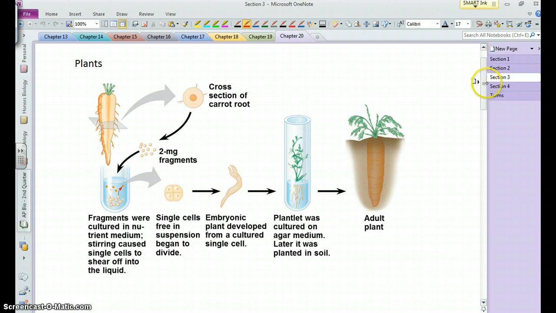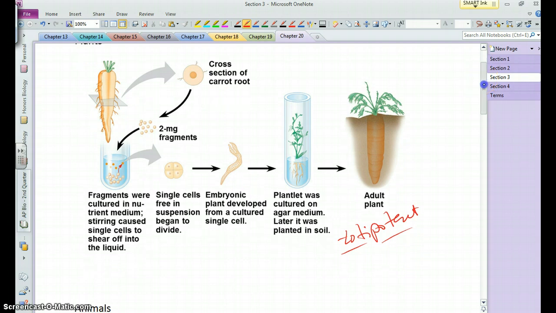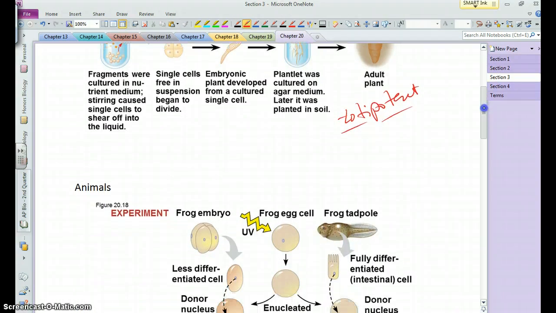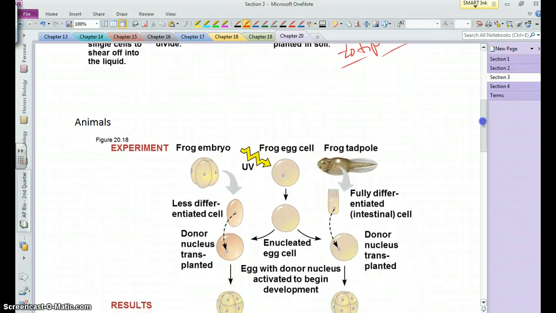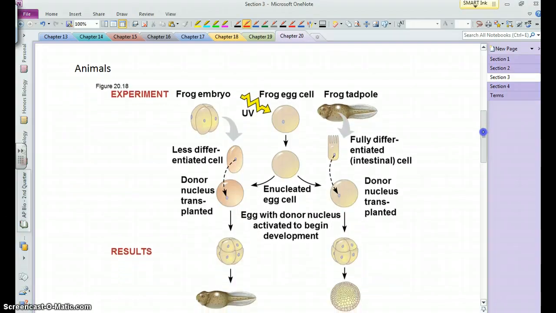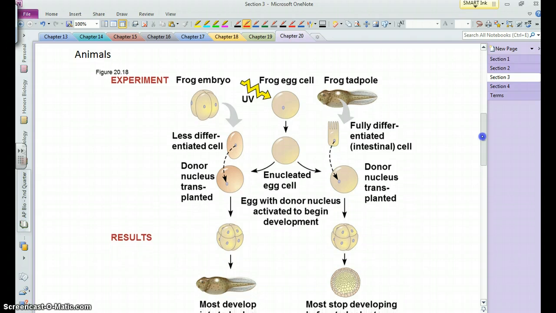Plant cells tend to remain totipotent. That is, they have total potency. They can become any other type of cell for the most part. Again, under the right conditions, this can be done. Now, animals, it's a little trickier, because if you take a differentiated cell from an animal, it tends not to be totipotent.